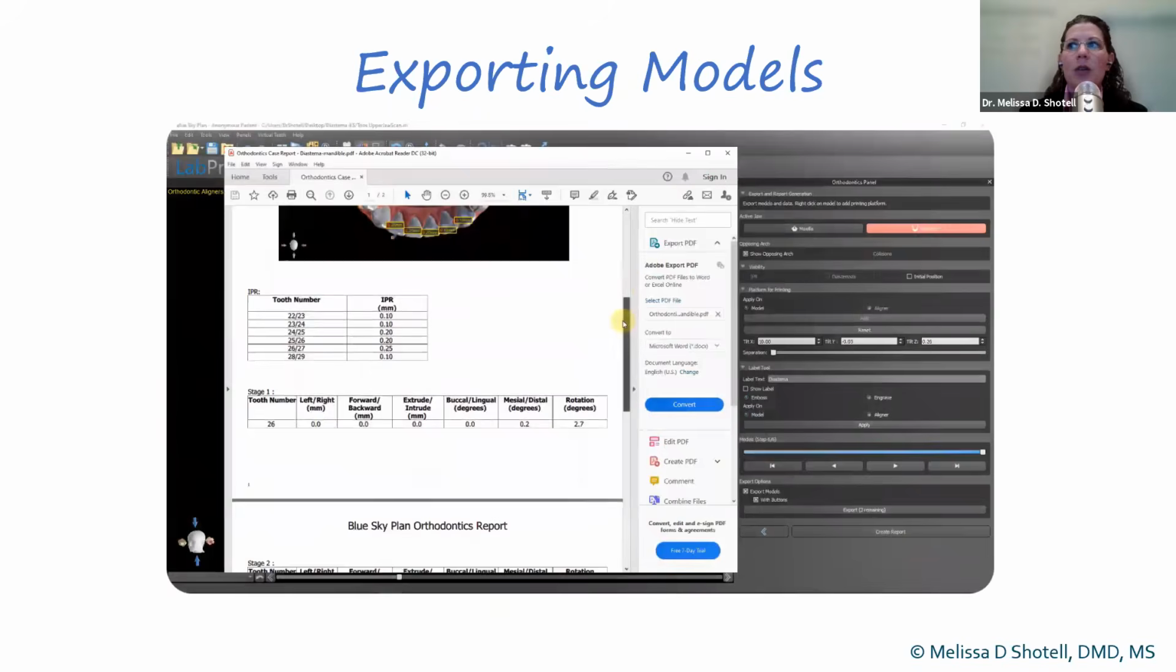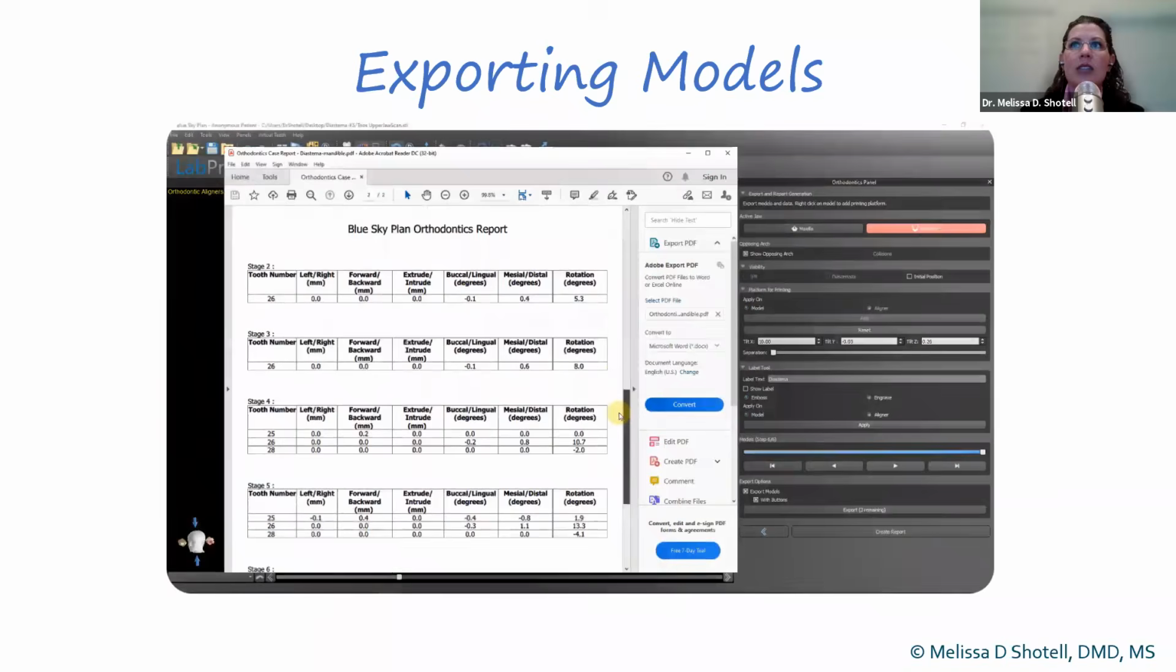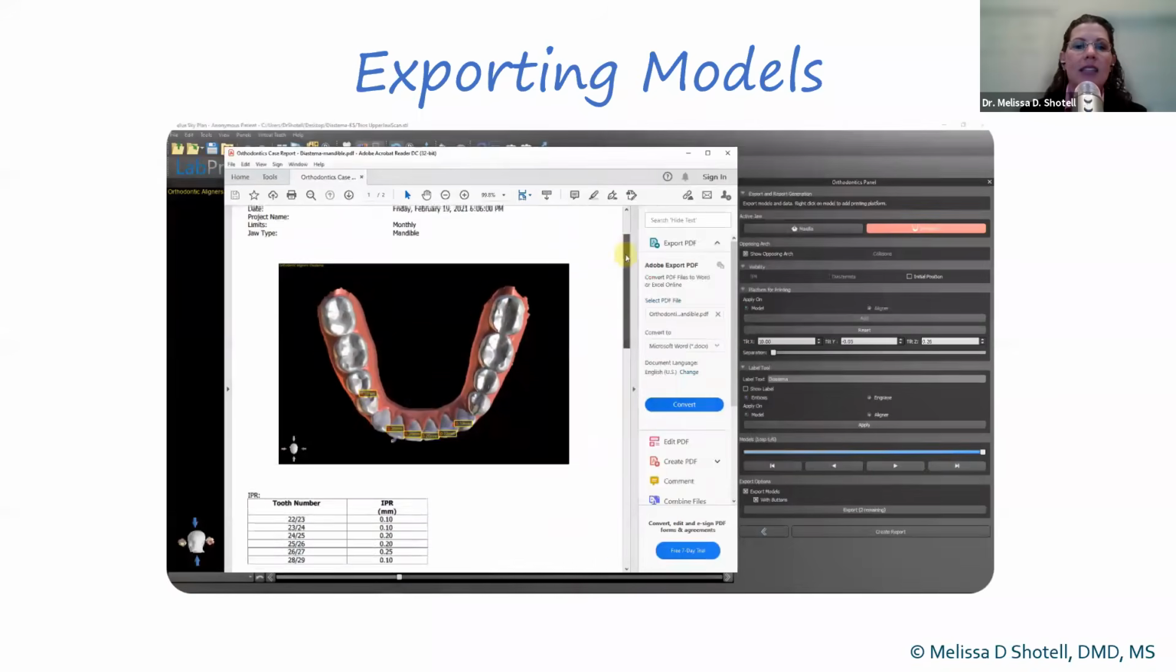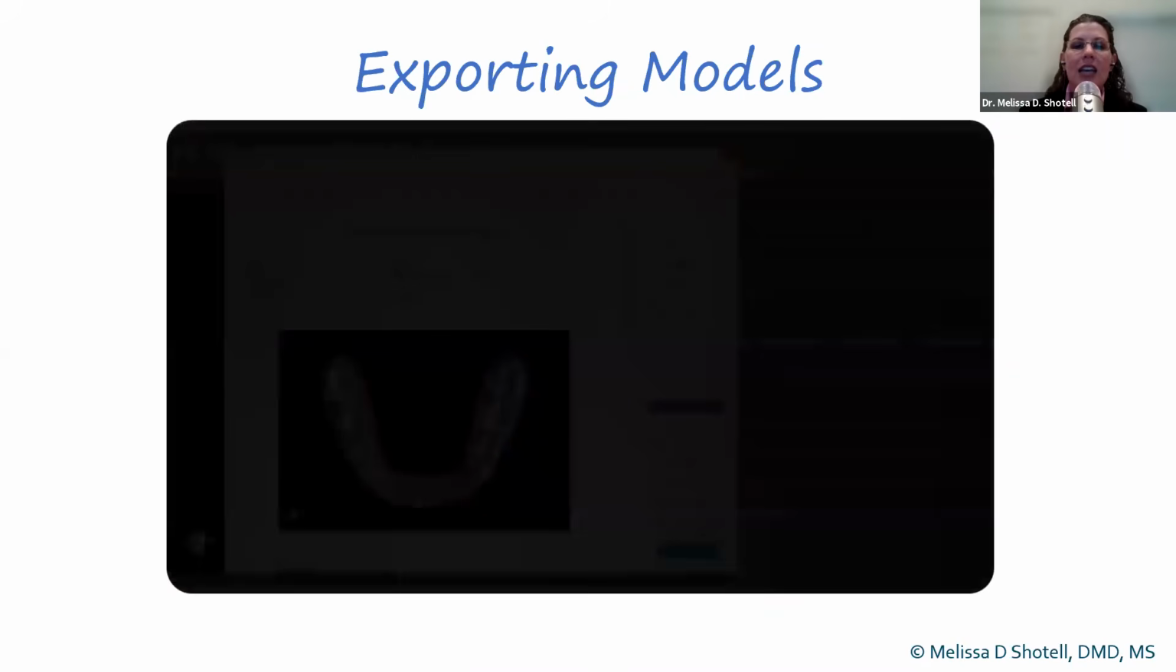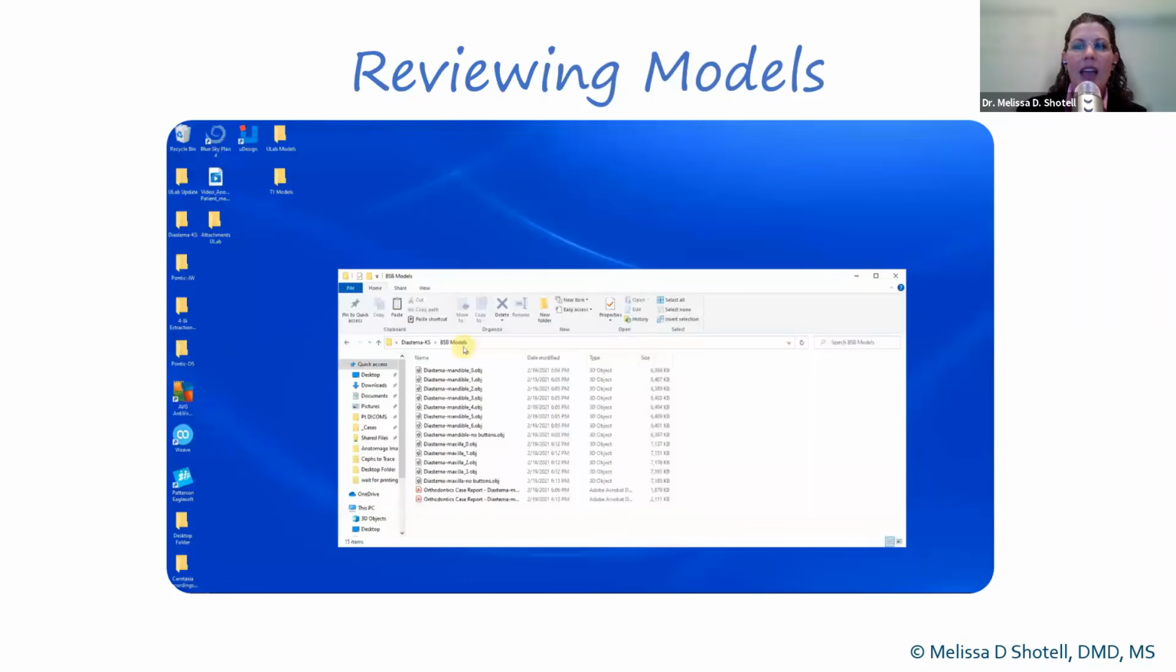After exporting, we can also create our case report. This is something that I like to save in the patient chart. It shows all of the tooth movements and individual tooth movements and shows any areas necessary for interproximal reduction. I always like to have that ready and available when I'm seeing the patient chairside. So I save that into my practice management software. After exporting our models, I always check and review the models, and then they're ready to go to my 3D printer.